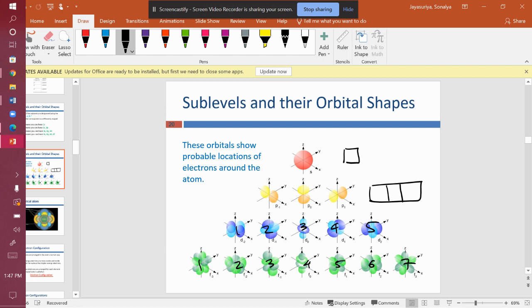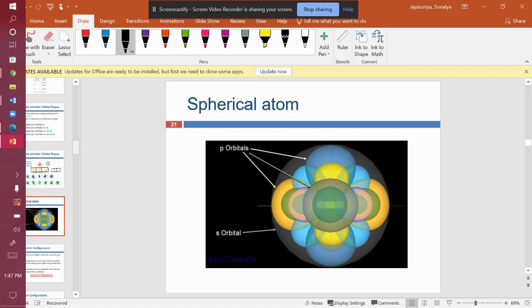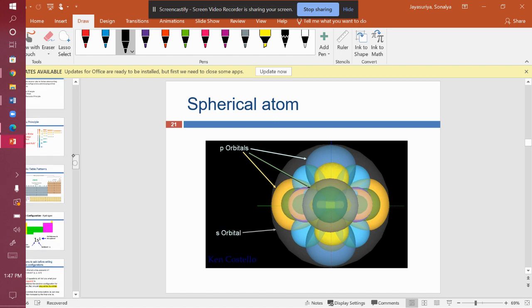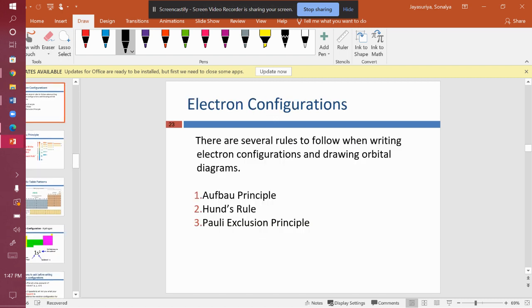Now, these are the locations of electrons around an atom, but because these are incredibly complicated solutions to a very complicated mathematical equation, instead of drawing these incredibly complicated shapes, we represent our orbitals as just boxes, and each box is a solution to one of these things. Okay, so when you put all of these little shapes together, you get your spherical atom, and that is why atoms are spherical. Okay, now electron configuration, which is the point of this video, sounds fancy, but it's really not.